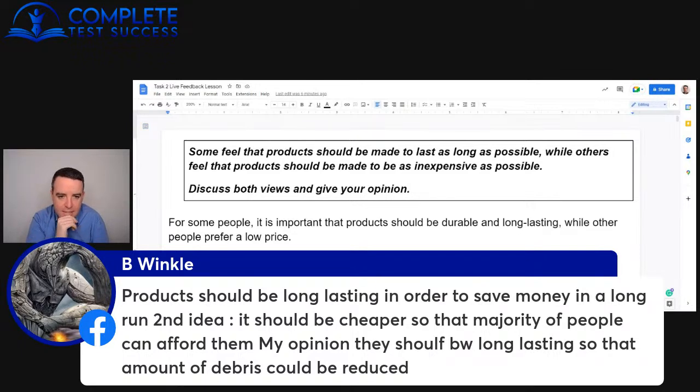Second idea, it should be cheaper so that the majority of people can afford them. Good. My opinion is that they should be long-lasting so that the amount of debris would be reduced. Okay, great. All good ideas.